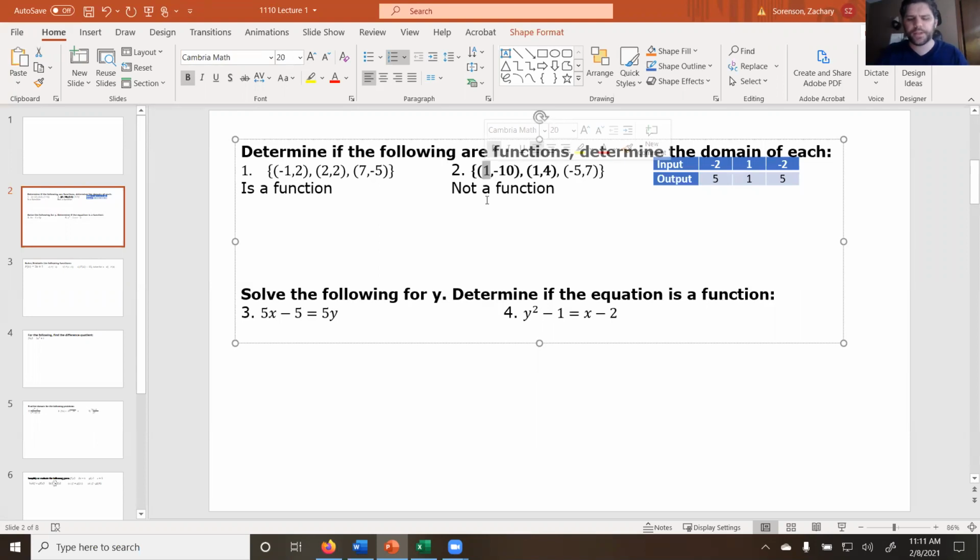Because I want to avoid single inputs going to two separate outputs. And so it's probably not a function. Here it's not, because specifically one goes to -10 and one goes to 4. But that's actually not always the case, which might lead us into this question.